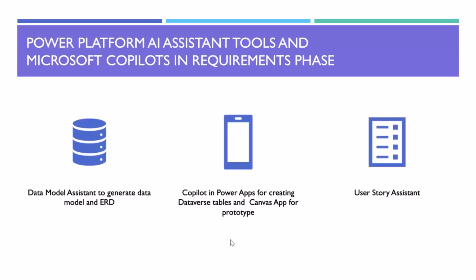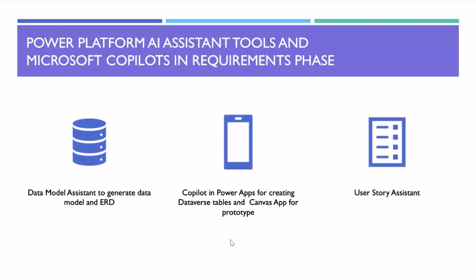So I'll just start with the requirements. There are a few assistants which will be helping the requirement space. To start off is the data model assistant. Let's say you're new to the domain or the industry, you can just go ahead and get the data model, at least to start off, to start the discussions.